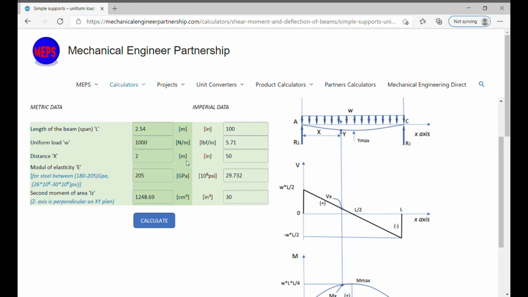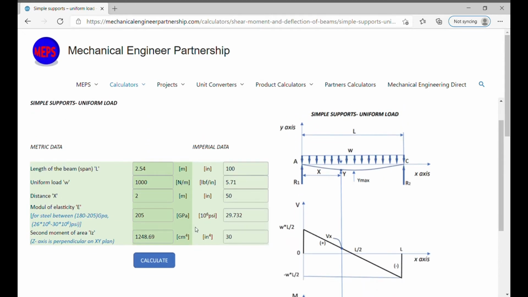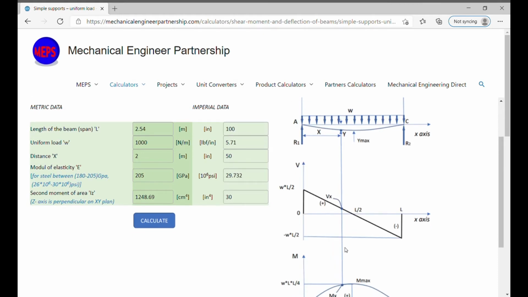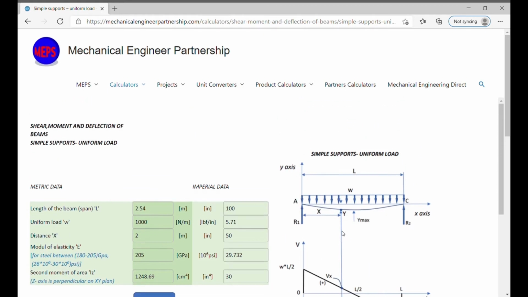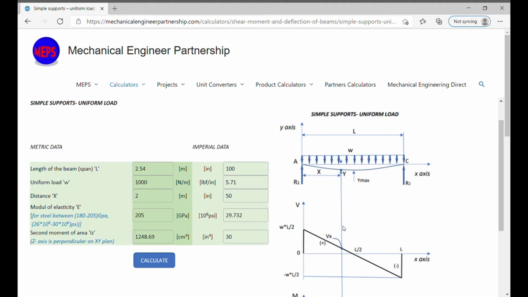In this calculation we have the Z-axis perpendicular to the XY plane. Then the modulus of elasticity E in gigapascal or psi, and the second moment of area. The figure shows a beam simply supported by reactions R1 and R2 and loaded by uniform load W. If the beam is cut at some section located at X and the left-hand portion is removed as a free body, an internal shear force V and bending moment M must act on the cut surface to ensure equilibrium.